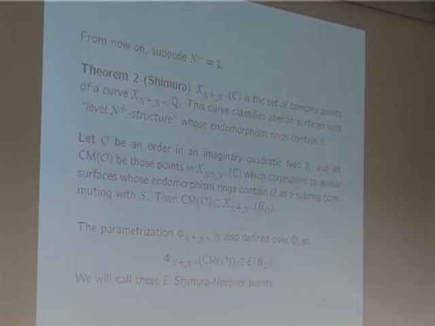In this case, what the CM theory on the Shimura curve shows is that this set CM(O) is actually contained in the points of X_{N+,N-} which are defined over the ring class field attached to O, exactly as in the classical case. Now, this parameterization phi_{N+,N-} is also defined over Q. So if we look at the image of the CM points under this parameterization, we get points on the elliptic curve defined over the ring class field.